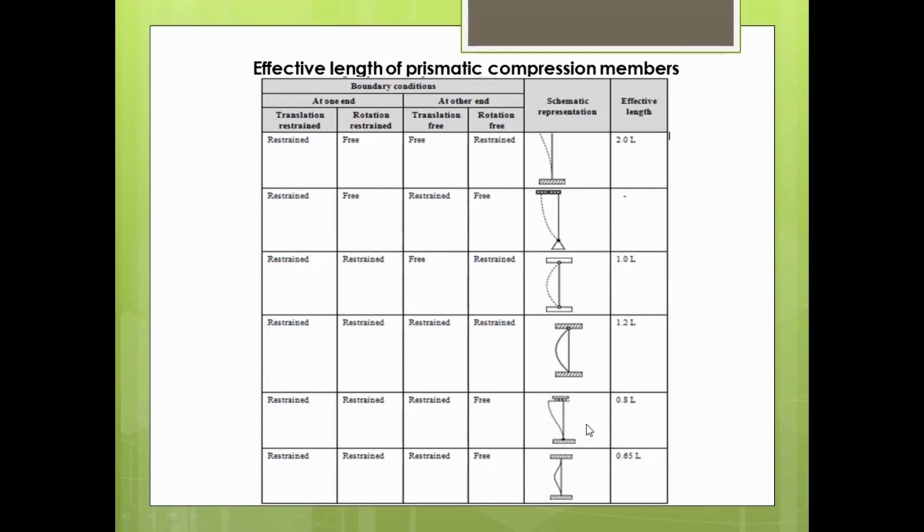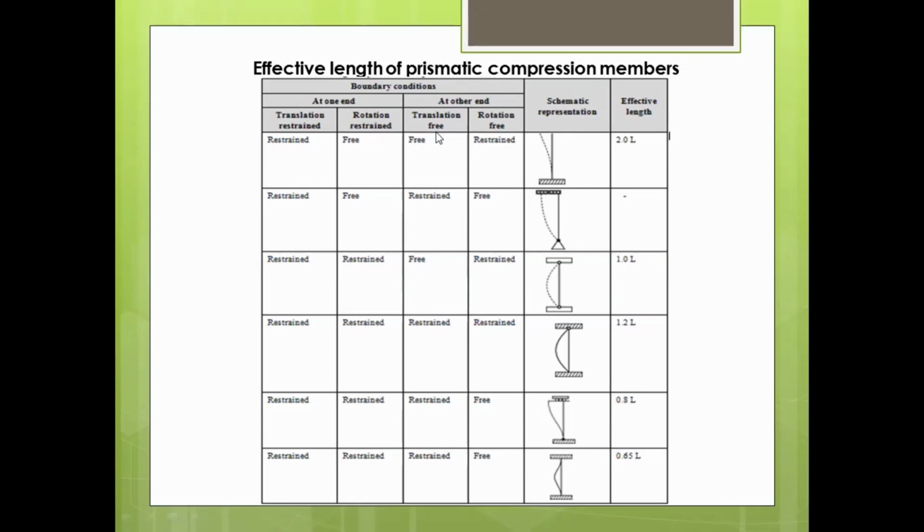Next situation, both ends of the column are fixed, then effective length will be 1.2 times L. Then one end is fixed, another end is having roller support, then effective length is 0.8 times L. Then next is both ends fixed, but rotation is free, it means it is allowed to rotate, then effective length is 0.65 times L. So you need to refer to this Table number 11 from IS 800 2007.